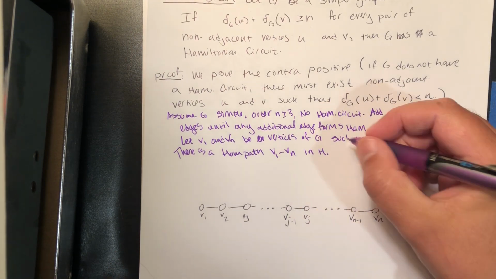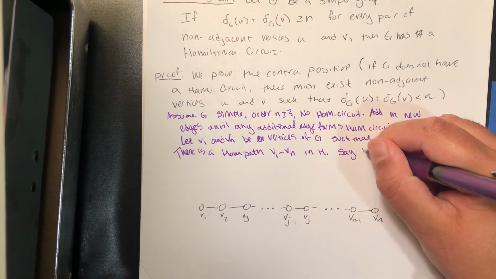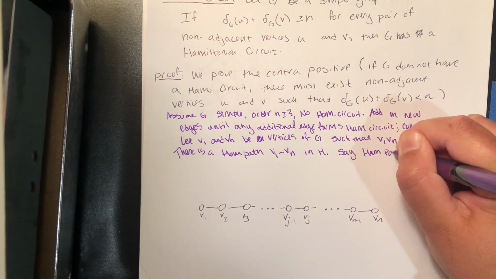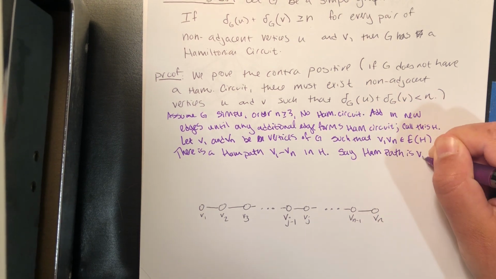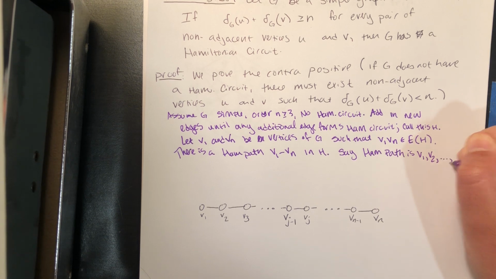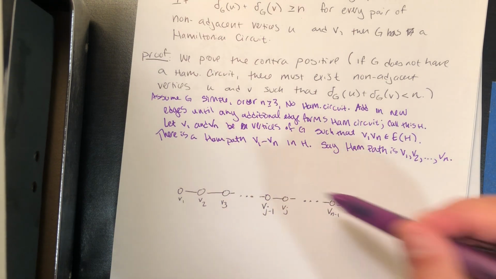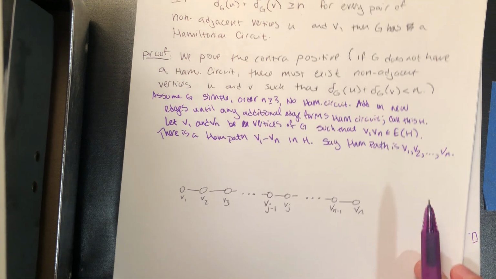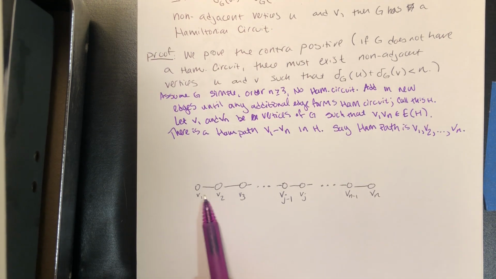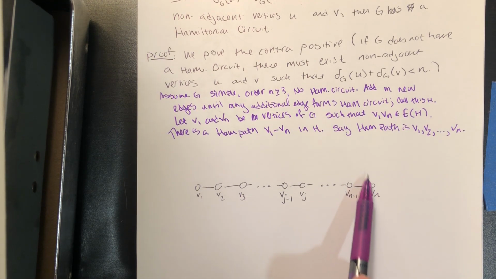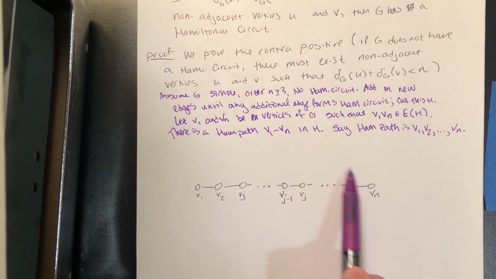So let's say that Hamiltonian path is V1, V2 through Vn. We can just say this without loss of generality. If the vertices have different names, just rename them so that it looks like this. Now this graph may have other edges coming out of each of these vertices, but it has a Hamiltonian path and no edge connecting V1 to Vn.